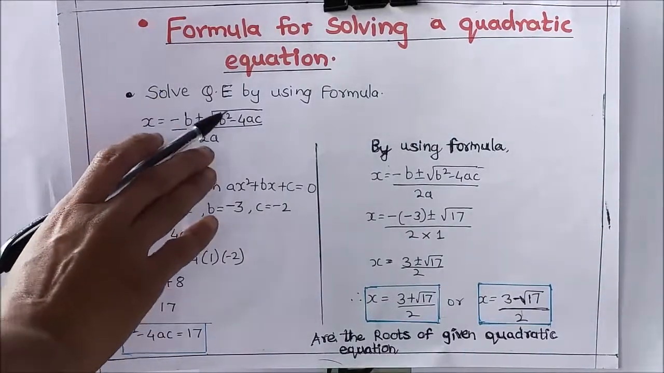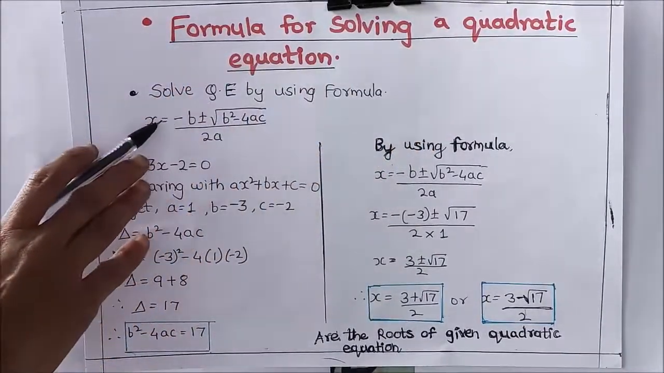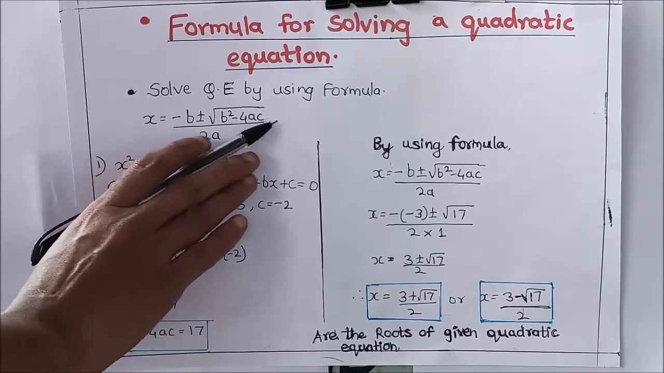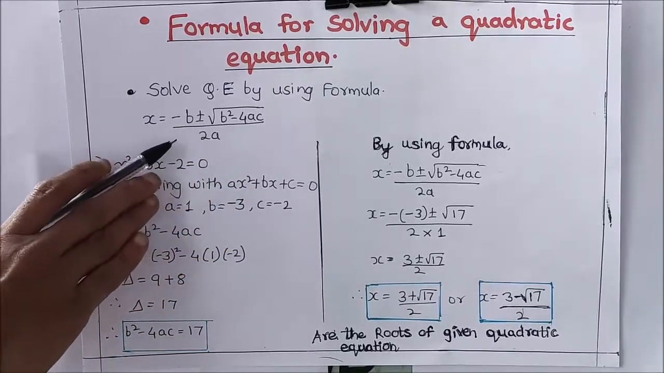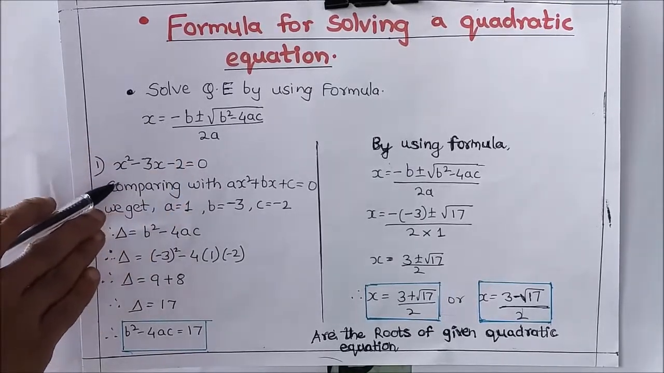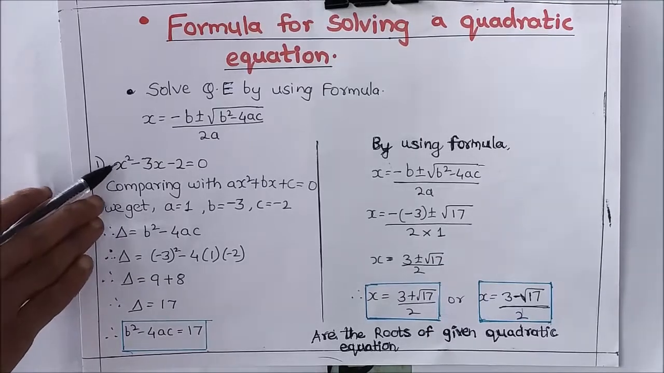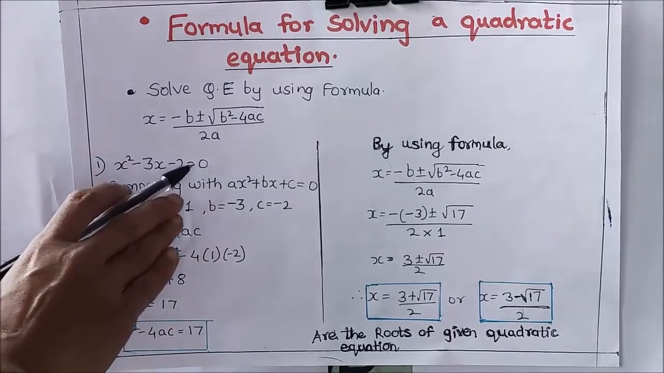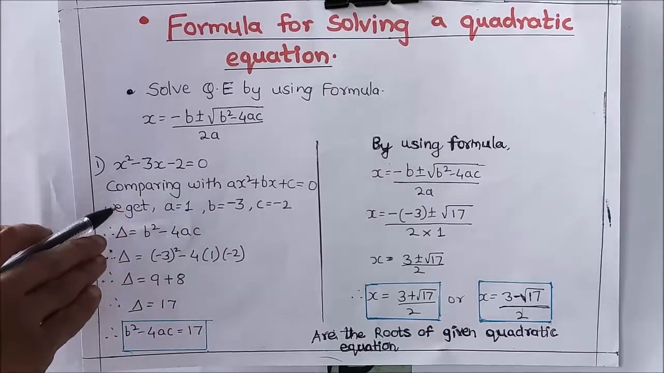Now we'll see the formula for solving a quadratic equation. x equals minus b plus or minus root of b square minus 4ac upon 2a is the formula for solving a quadratic equation. Now here is an example. x square minus 3x minus 2 equals 0. This is the given quadratic equation.